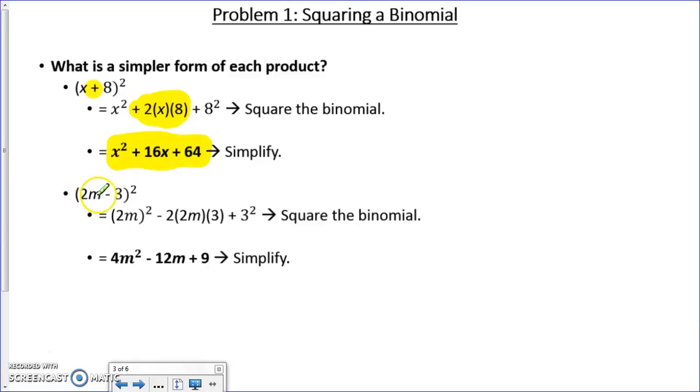The other example, (2m − 3) squared. Again, one parenthesis to the second power, and there's a minus sign. So there should be a minus sign here. So you're going to square the first term, subtract 2 times the product of the two terms, add the square of the third term. So when we do that, 2m to the second power is 4m squared minus 12m plus 9.